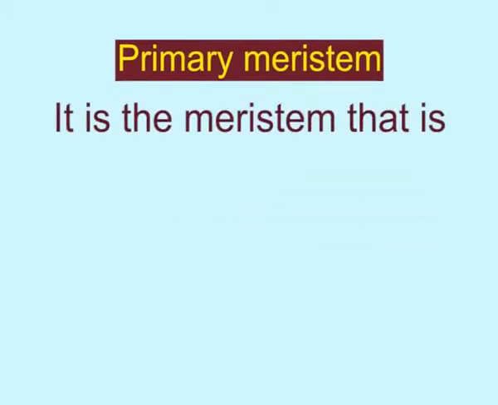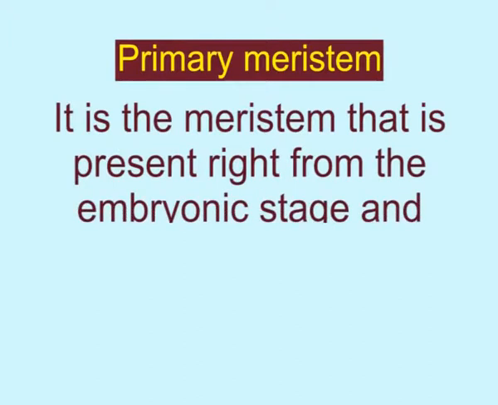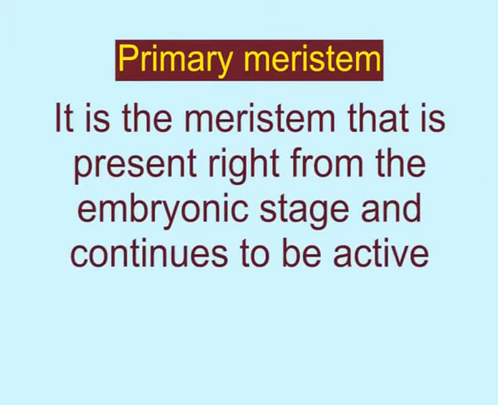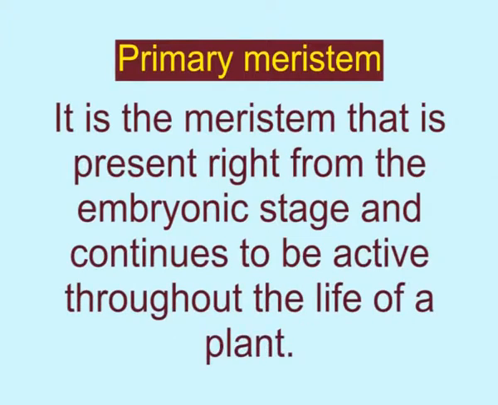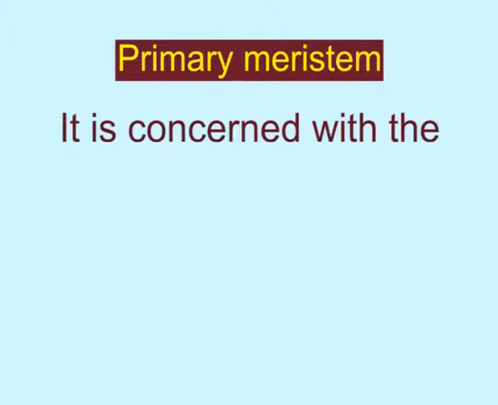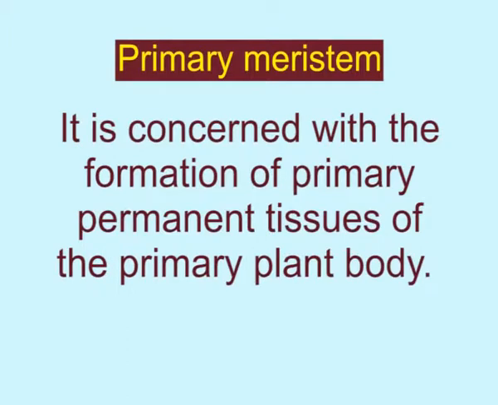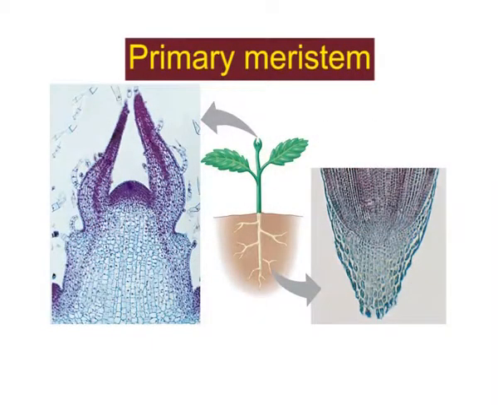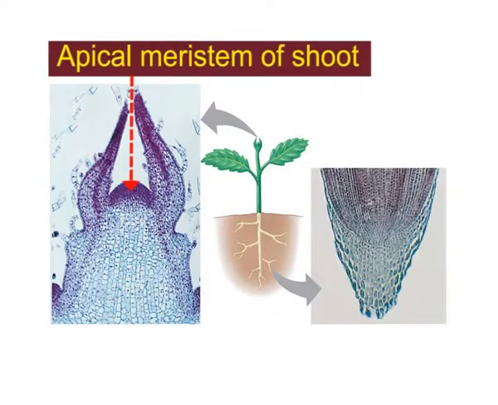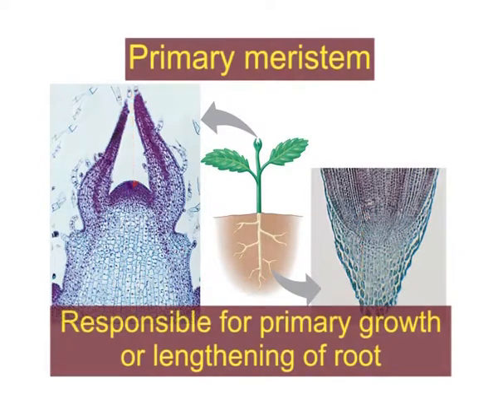The next type of tissue is primary meristem. It is the meristem that is present right from the embryonic stage and continues to be active throughout the life of a plant. It is concerned with the formation of primary permanent tissues of the primary plant body. A primary meristem produces primary growth at the apical shoot and root tip. That is, it is responsible for primary growth or lengthening of root in the plant body.